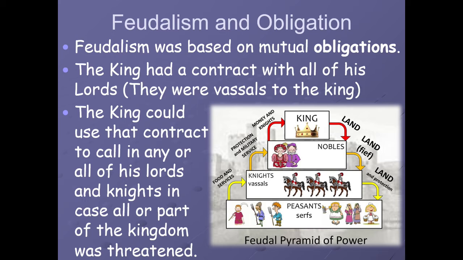Feudalism was based on the idea of mutual obligations. The king had a contract with all of his lords. They were vassals to the king, and the king could use that contract to call in any or all of his lords and knights in case all or part of the kingdom was threatened.